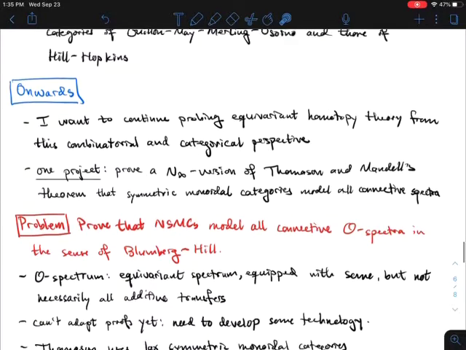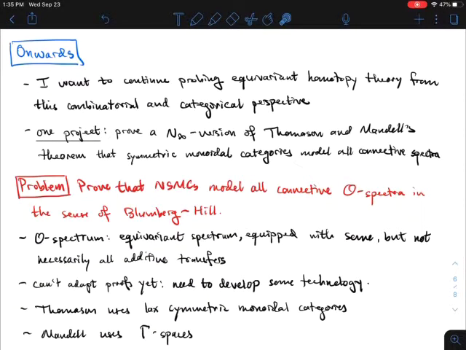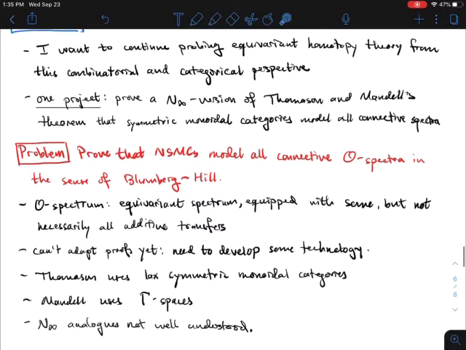I'd like to conclude by describing what's on the horizon. I want to continue probing equivariant homotopy theory from this combinatorial and categorical perspective, and one long-standing project of mine is to prove an N-infinity version of Thomason and Mandell's theorem that symmetric monoidal categories model all connective spectra. More precisely, I'd like to prove that normed symmetric monoidal categories model all connective O-spectra in the sense of Blumberg and Hill. Here an O-spectrum is an equivariant spectrum equipped with some but not necessarily all additive transfers.